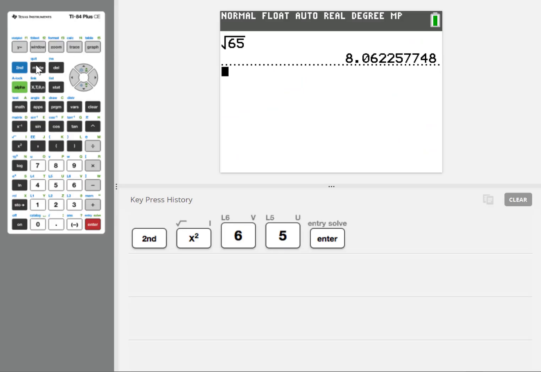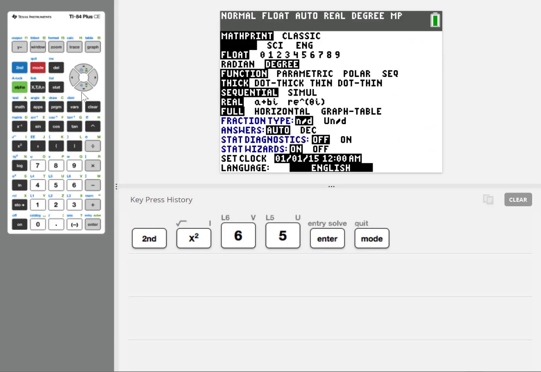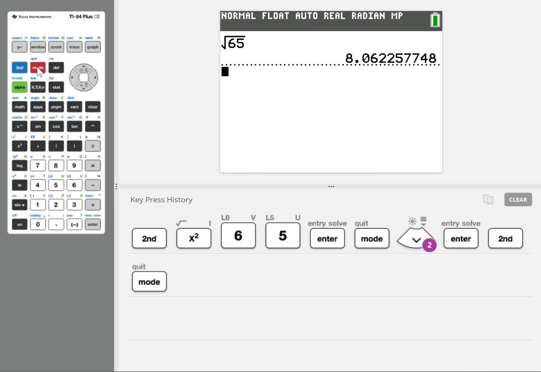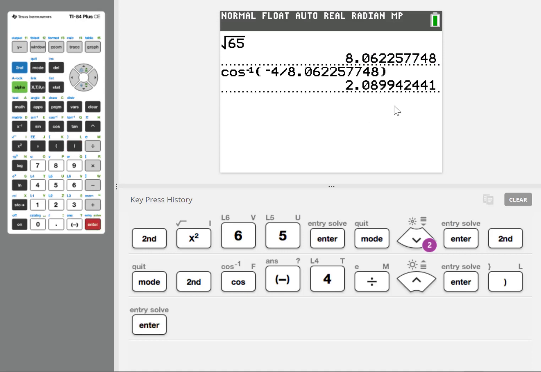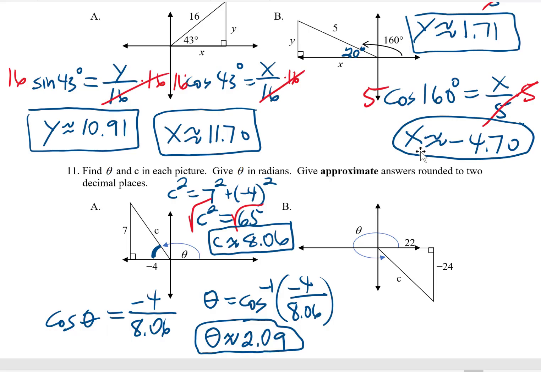I do want the answer in radians, so let me go to radian mode, and then I'm going to type in cosine inverse of negative 4 divided by that last answer we had, that 8.06 answer. We'll use the whole thing so we don't have any rounding errors. And that gives me 2.09 radians. And so we found what we wanted for part A.